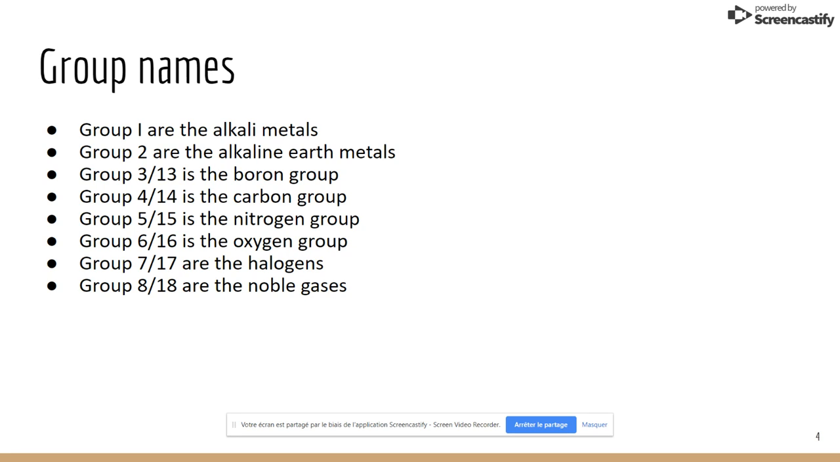And then skip over to 3/13. You'll sometimes hear it called group 3A. Sometimes I'll just call it group 3. Sometimes you'll hear it called group 13. It doesn't really matter which of the three you call it. That's the boron group. Then we have the carbon group, nitrogen group, oxygen group. Moving over to the group that starts with fluorine, those are the halogens. And then we've already talked about the noble gases because we use those in our electron configurations.